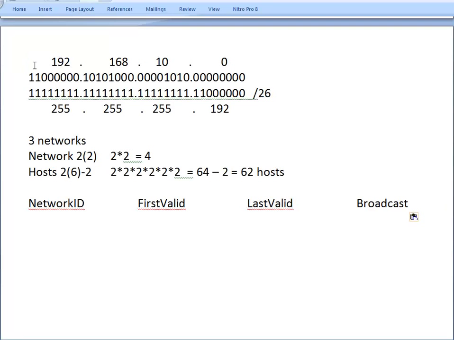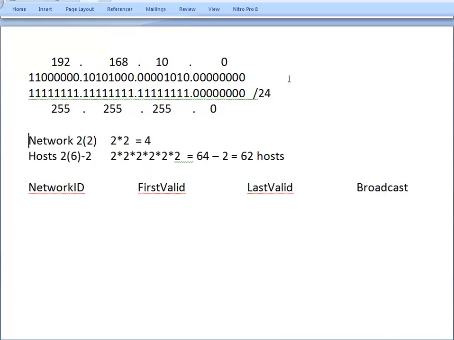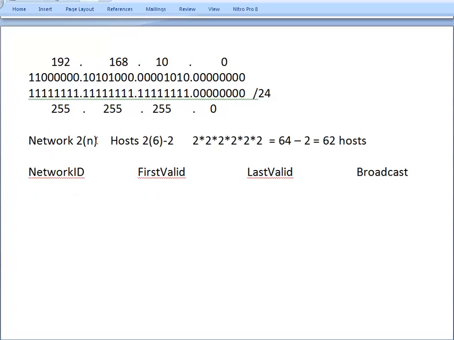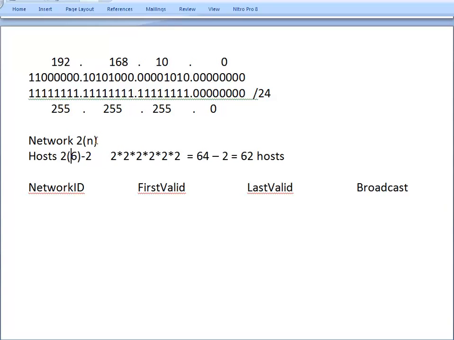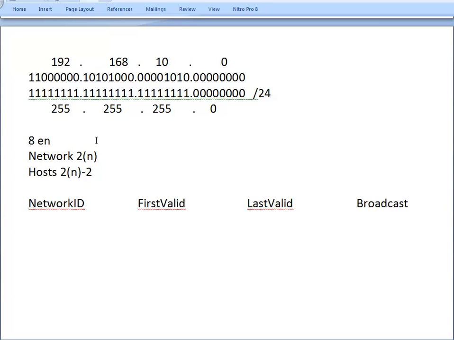Okay, before we move to that, let's change this back to what it was. So you were given /24, this IP address. Now we don't need 3 networks anymore, so I'm going to change this back to n here. The host again, n. Okay, great. Now I'm going to take another example very quickly. For this example, I'm going to need 8 networks.